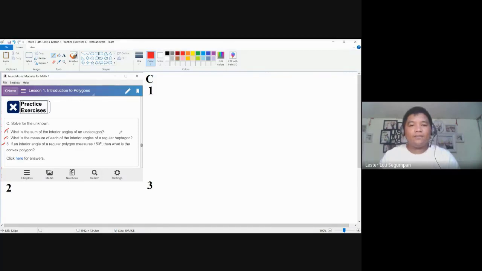To answer number one, let us determine the sum of the interior angles of an undecagon. To do that, let us first determine the number of sides of the given polygon, which is represented by the variable n. An undecagon is actually a polygon with 11 sides.